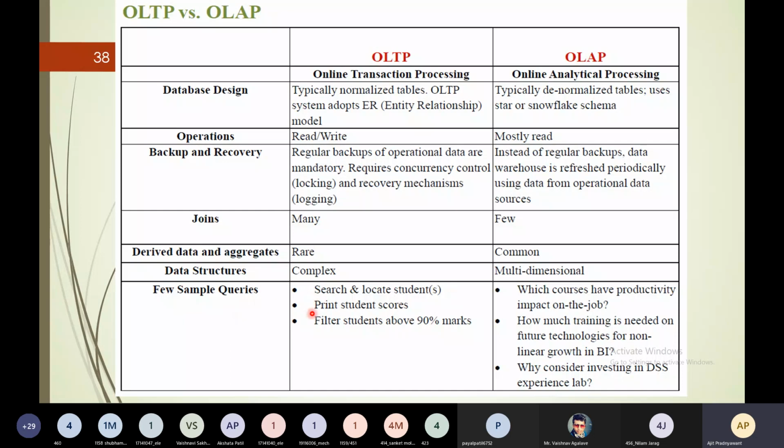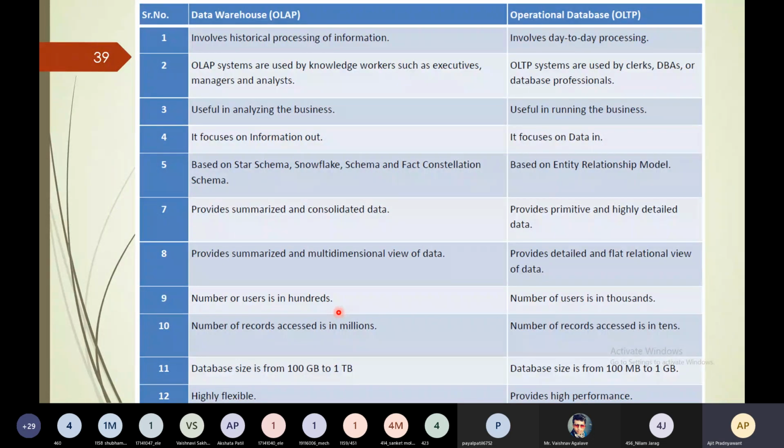A few sample queries in OLTP: search and locate a student, print student score, filter students above 90% marks. Whereas sample queries in OLAP are: which course has a productivity impact on the job? How much training is needed on future technologies for non-linear growth in business intelligence? Why consider investing in DSS experience, job experience lab? Such kinds of queries are used in OLAP, and these simple queries are used in OLTP. So again, this is the difference between OLAP and OLTP.